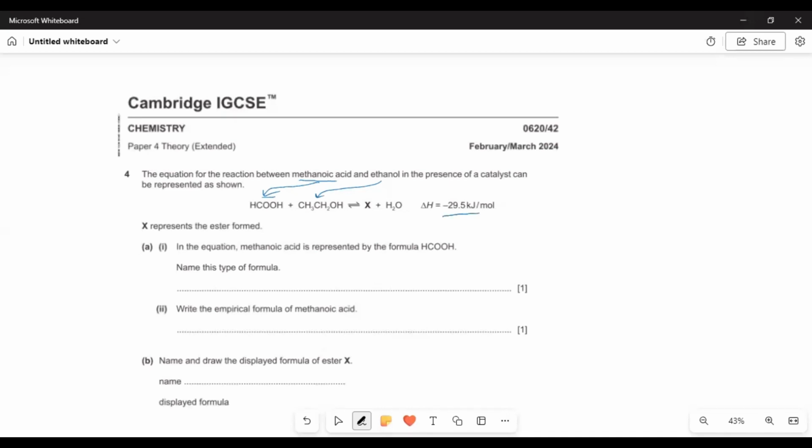It shows it is an exothermic reaction because the sign is negative. X represents the ester formed. In part A, question number 1, in the equation, methanoic acid is represented by the formula HCOOH. Name the type of this formula. This is called the structural formula.